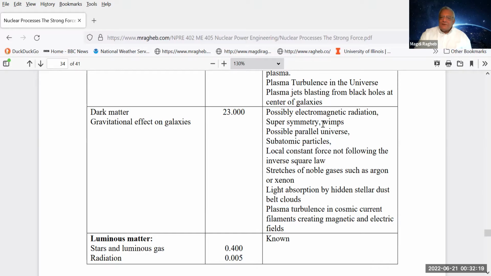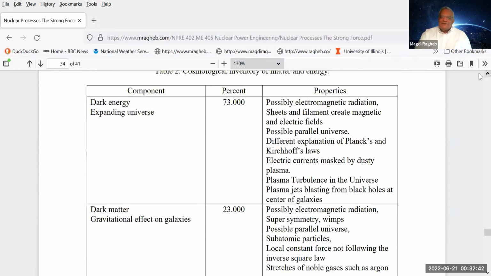Some people talk about WIMPs as another type of particle, weakly interacting particles. Some people talk about a possible universe, subatomic particles, local constant force, light absorption by hidden stellar dust, plasma turbulence in cosmic current filaments. And so basically what we want to say here is that 96% of our universe is still under investigation.